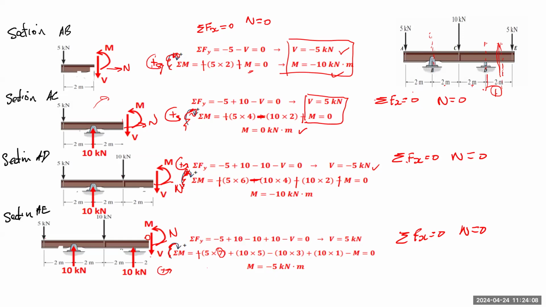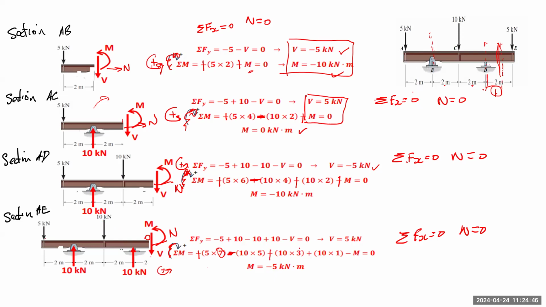The next one you're going to take now is the 10. So it's 10 times 5 from that distance, because 2, 2, and 1 give you 5 from the edge. And it is going clockwise, so it's minus 10 times 5. The next one is the 10 coming down here now. The distance is going to be 3.